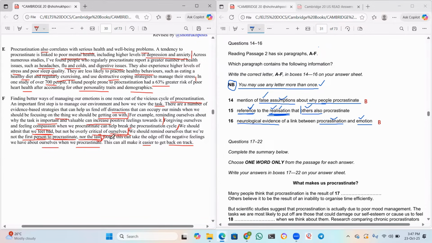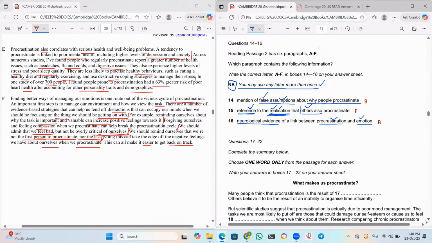So in this sentence, this is where he is realizing that we are not the only person who procrastinates. Others also procrastinate. Yes, exactly. So finally, sir, in the last paragraph, we got the answer. That is F. And yeah, so finally we got the answers for all three.